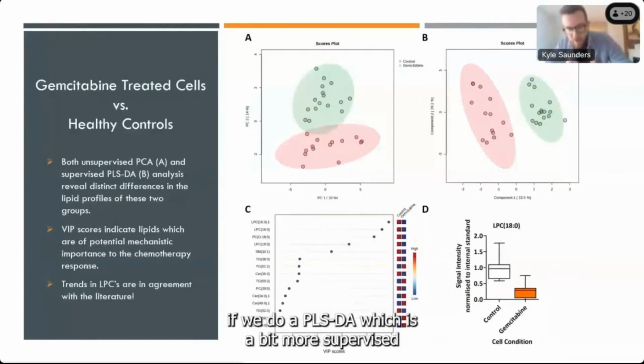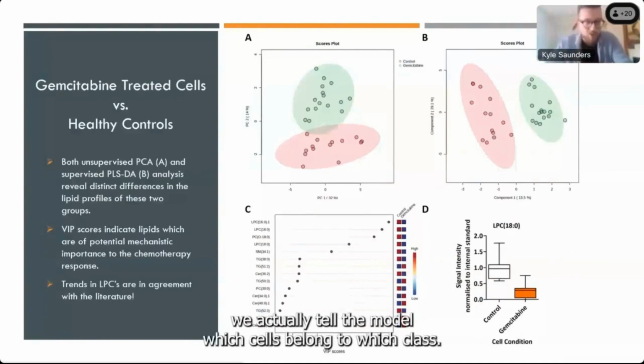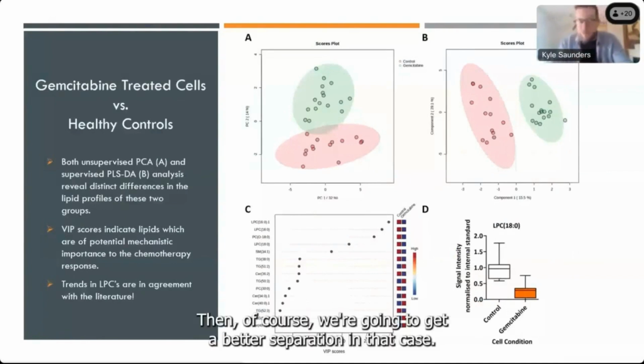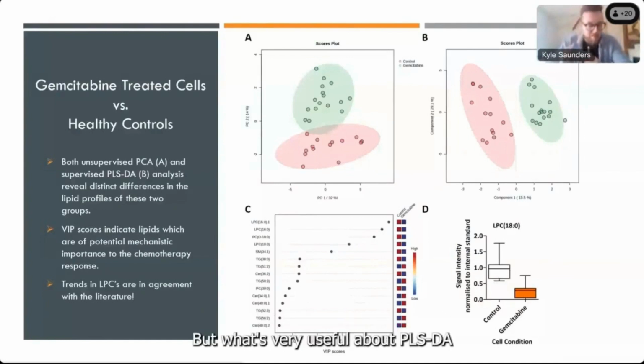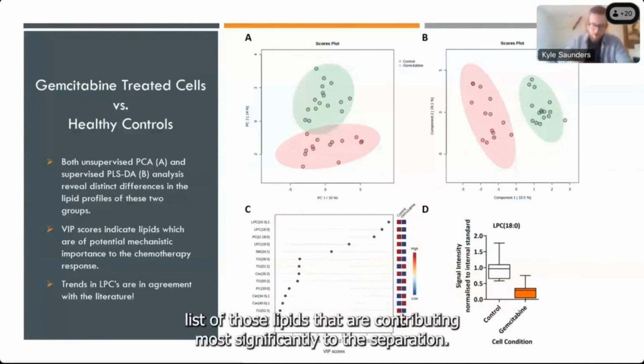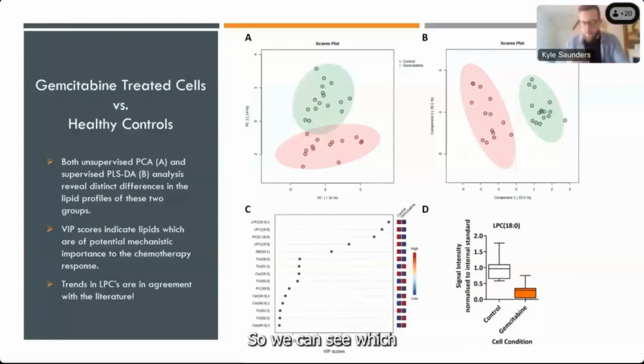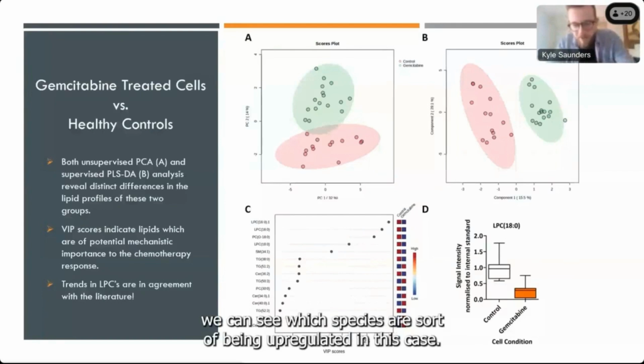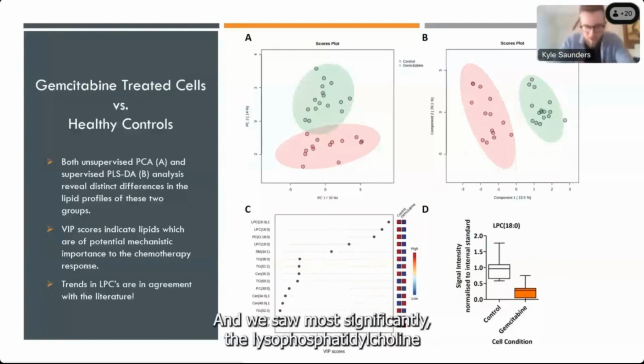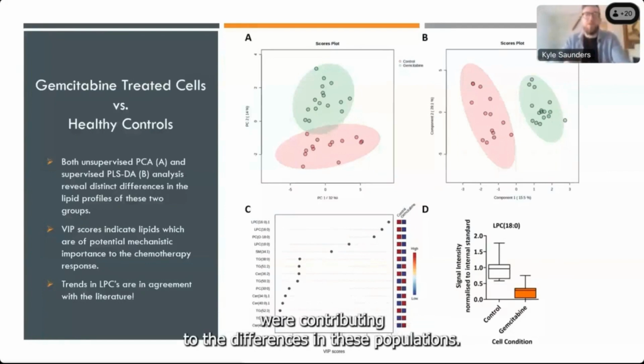If we do a PLS-DA, which is a bit more supervised, we actually tell the model which cells belong to which class. Then, of course, we're going to get better separation in that case. But what's very useful about a PLS-DA is we can generate a VIP score list of those lipids that are contributing most significantly to the separation. So we can see which species are being upregulated in this case. And we saw most significantly the lysophosphatidylcholines were contributing to the differences in these two populations.